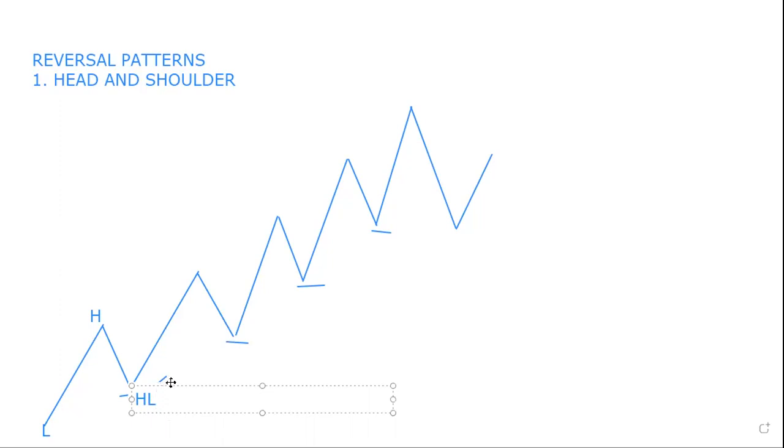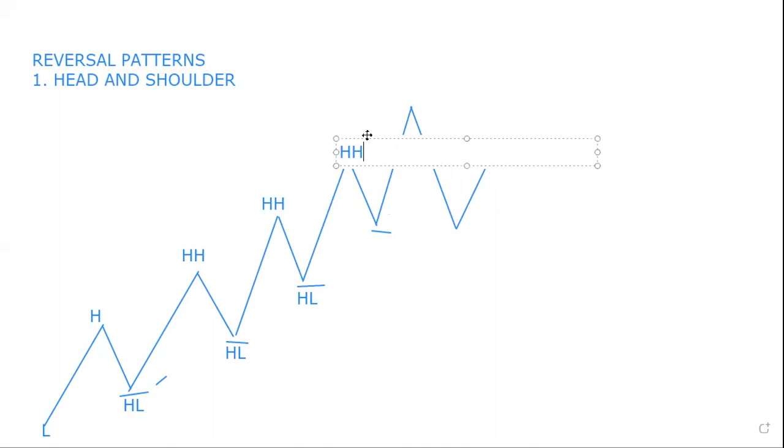So let me quickly label it because of our time. The next we have is a higher high. Next we have a higher low. Next is what? Higher high. Next is what? Higher low. Next is higher high. Next is what? Higher low.